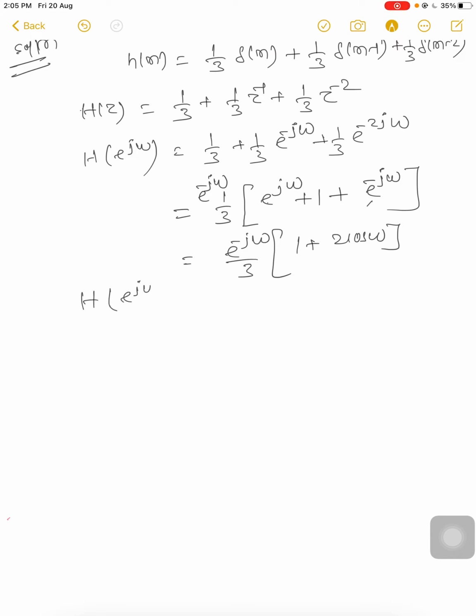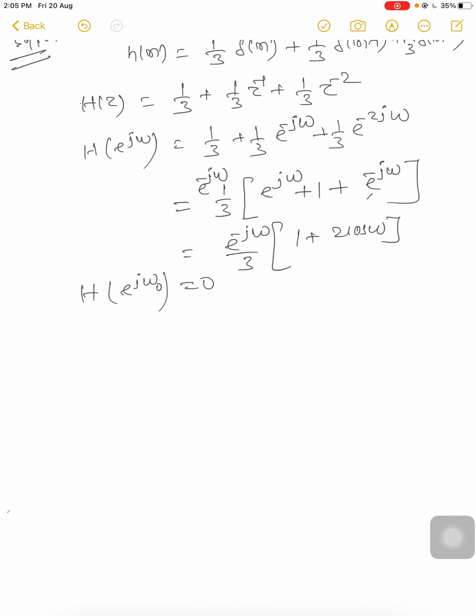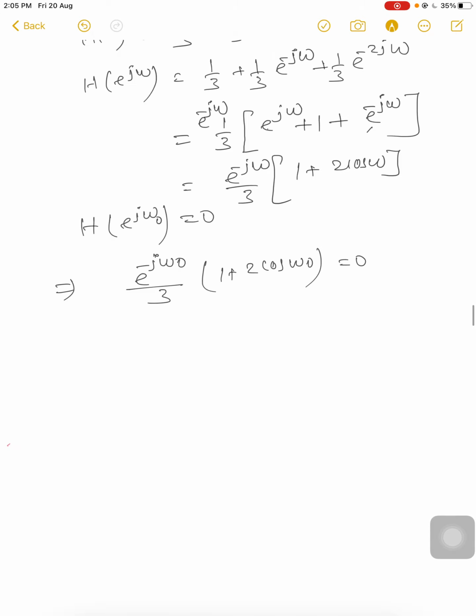Okay, and here it is given that H(e^jω) will be 0 at omega_0. So let us consider it is 0 at omega_0, then it becomes e^-jω_0 upon 3 times (1 plus 2 cos ω_0) is equal to 0. So 1 plus 2 cos ω_0 is equal to 0. So cos ω_0 is equal to minus 1/2, and ω_0 is equal to 2π by 3, so 2.10 radians. Okay.